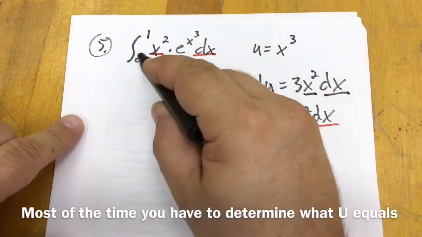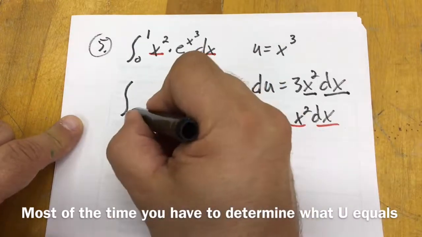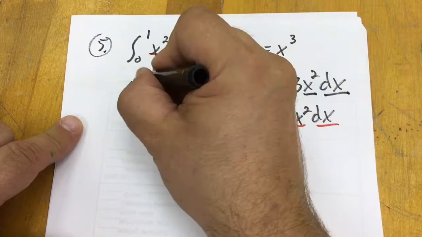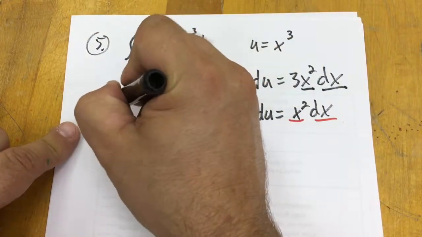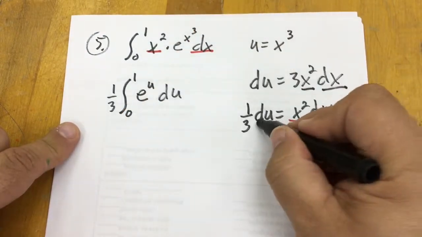I'm going to also reevaluate the interval from 0 to 1 and see what happens. When x equals 0, that's 0 cubed, u will equal 0. When x equals 1, 1 cubed, well, the interval didn't change. I'm a little surprised, but pleasantly surprised. Have to bring the 1/3 out front. And this is going to give me e to the u du now. That du goes there.